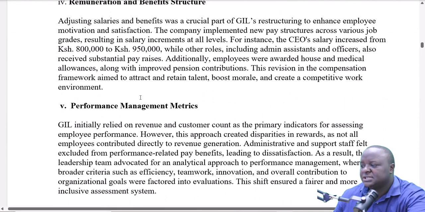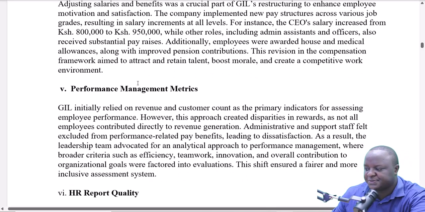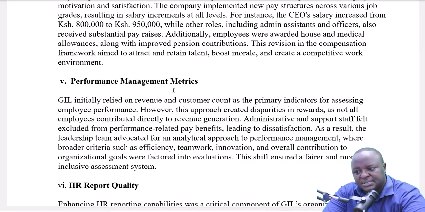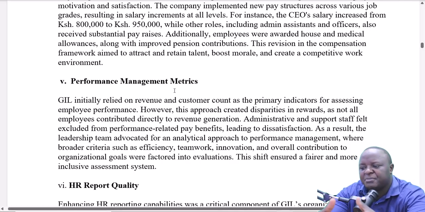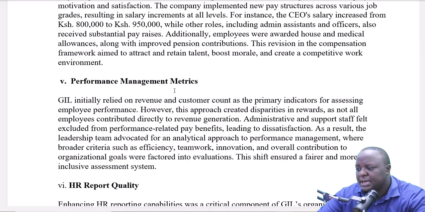Another metric is on performance management. GIL initially relied on revenue and customer count as the primary indicators for assessing employee performance. However, this approach created disparities in rewards, as not all employees contributed directly to revenue generation. So administrative and support staff felt excluded from performance-related pay benefits, leading to dissatisfaction.